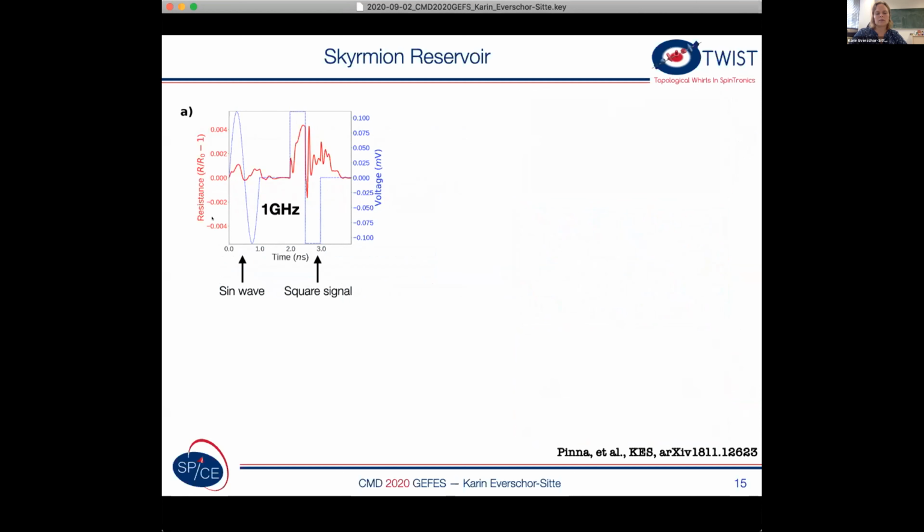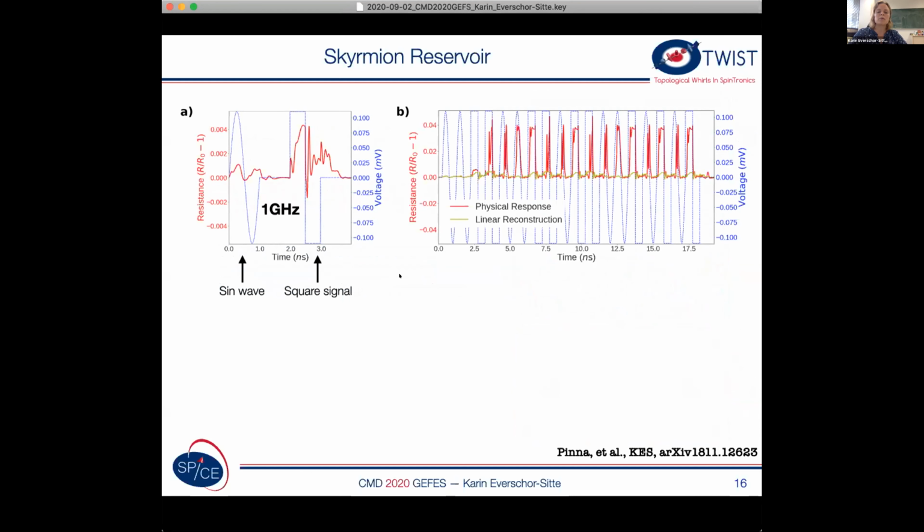The first thing one can notice is that the reaction of the skyrmion lattice to a sine versus a square is different. So you get a difference in resistance. But the other thing you notice is that the resistance difference is rather small. So what we observe is, when we apply a sequence of pulses, so sine, square, square, sine, and so on, then after some time there is a very strong nonlinear response.